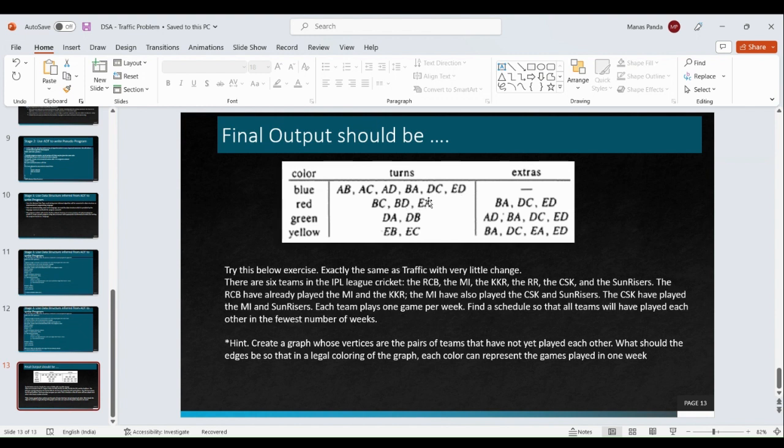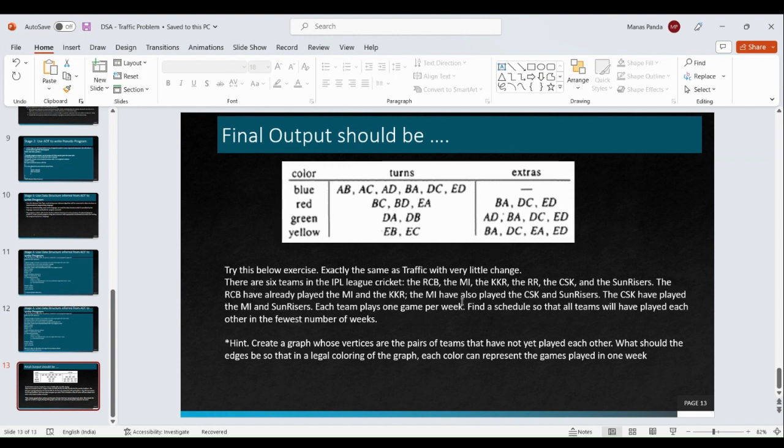So we need to see what are those other colors which are independent of the turns that we are giving here. Those are the colors which we can give as an extra turn. And that is the traffic problem. This is the output you should be getting, and this is something you have to work through. Then we will have the final answer to the traffic problem.